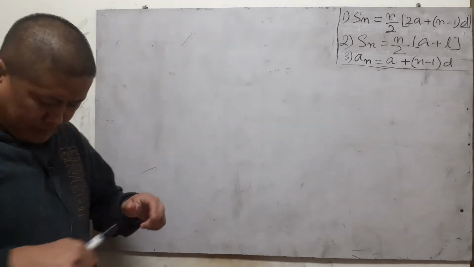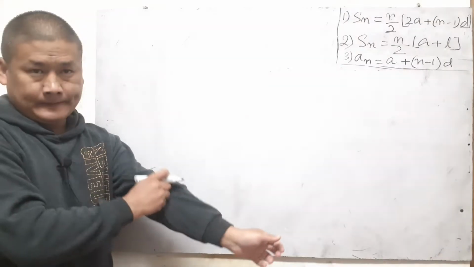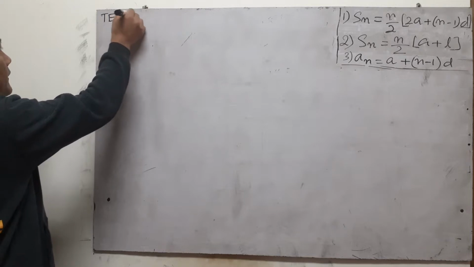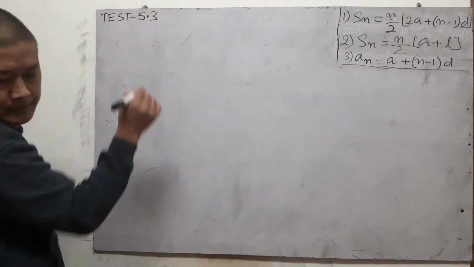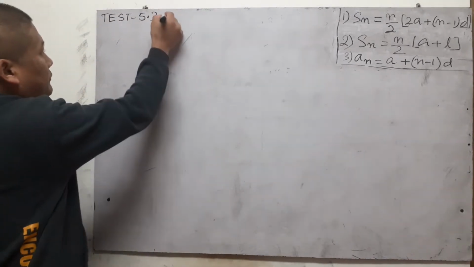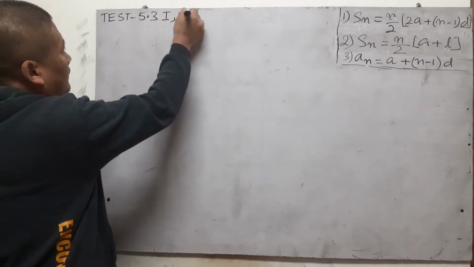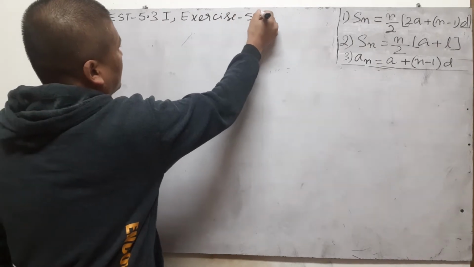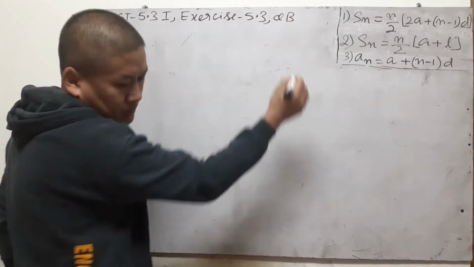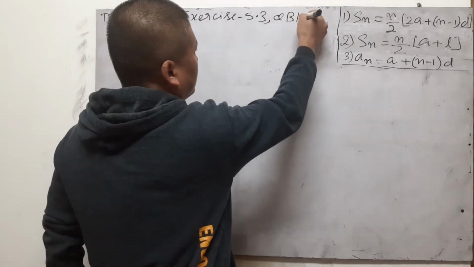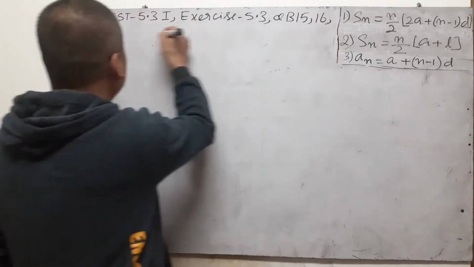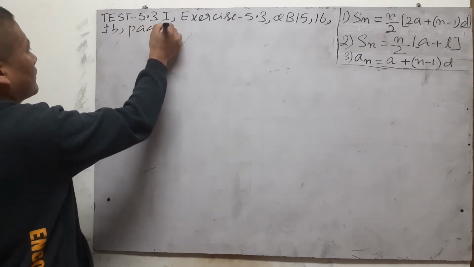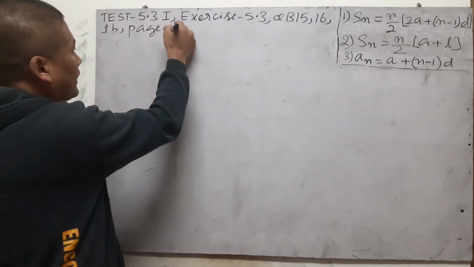Okay, so follow me for the next test. Exercise 5.3, question B, 15 and 16. You will find these two questions on textbook page 119.